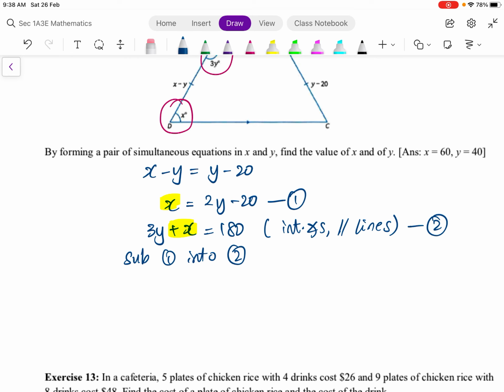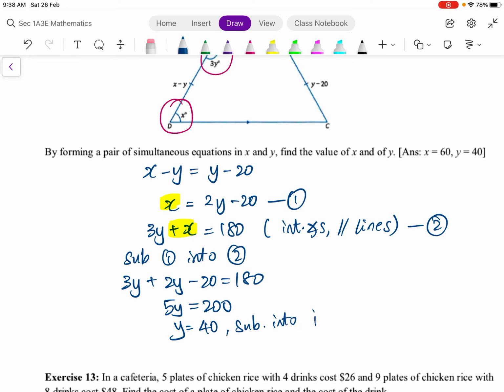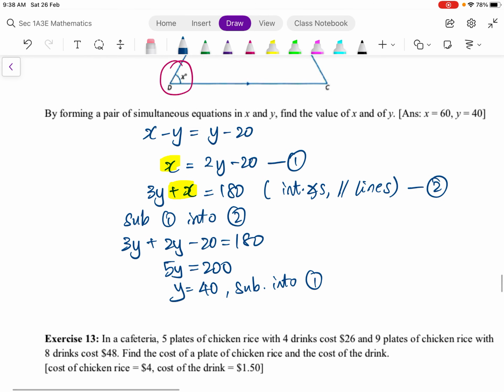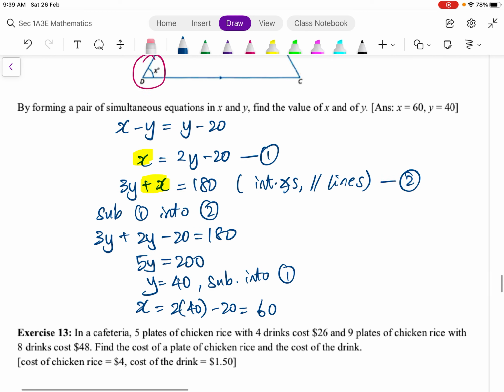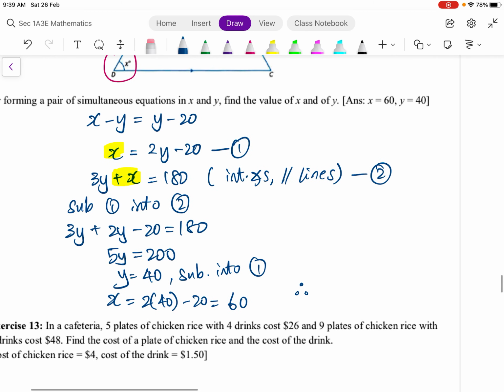So since I'm doing substitution, 3y plus 2y minus 20 gives me 180. So 5y equals 200, y equals 40. So sub into 1. So x has a value of 2 times 40 minus 20, which is 60. So in summary, x equals 60 while y equals 40.